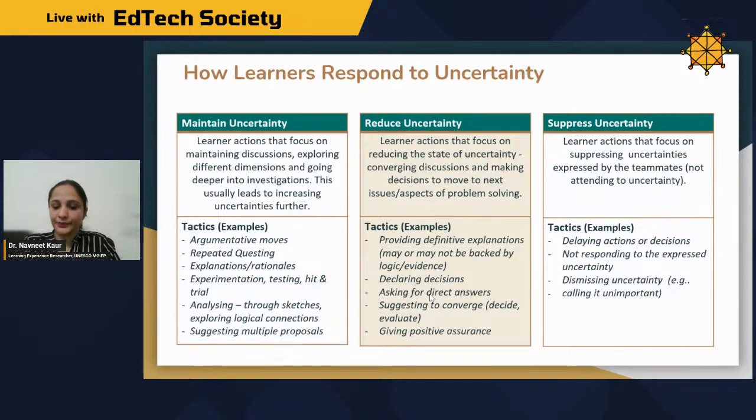Okay. So the third one is suppressing uncertainty. There are also learners whose focus is to ignore uncertainties, maybe expressed by teammates and even the uncertainties that they experience. So you'll see that they might delay some actions or decisions that have to be taken. Maybe they are not responding to the uncertainties expressed by their peers. They might dismiss uncertainty altogether, call it unimportant. So these are the broad ways in which you can categorize your learners and how they are responding to uncertainties.